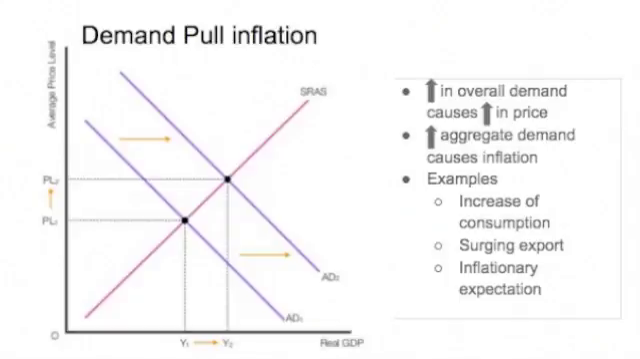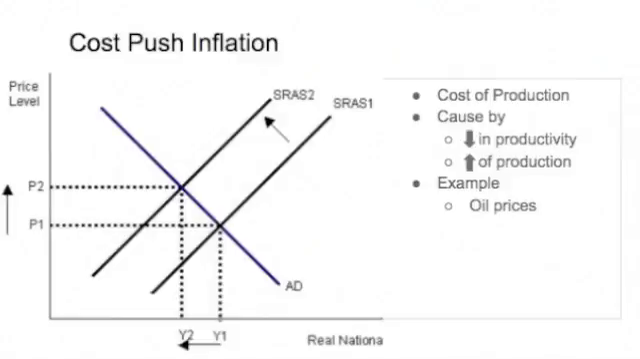This shows inflation. Basically, anything that causes the aggregate demand to increase causes inflation. Go back into your notes to see what shifts aggregate demand in order to see what would cause inflation. Next, we have cost push inflation. This is the decrease in the SRAS curve, which causes the real GDP to decrease and the price level to increase, which causes inflation.